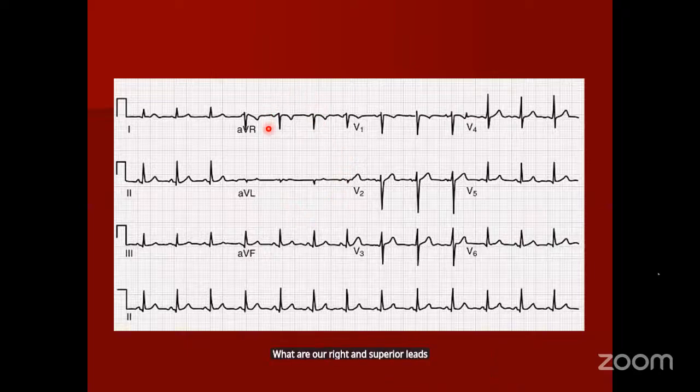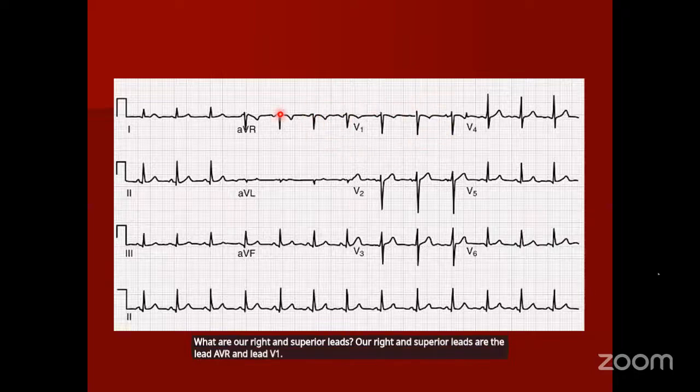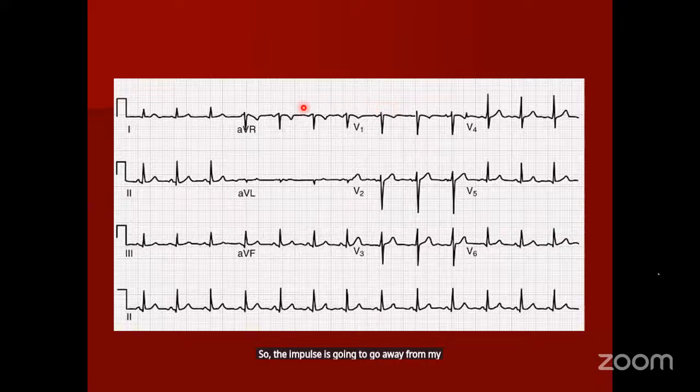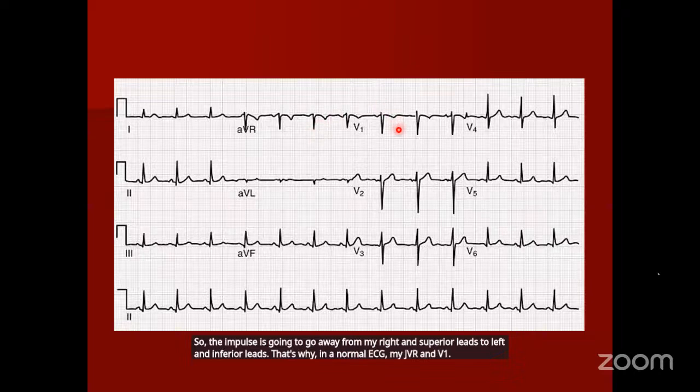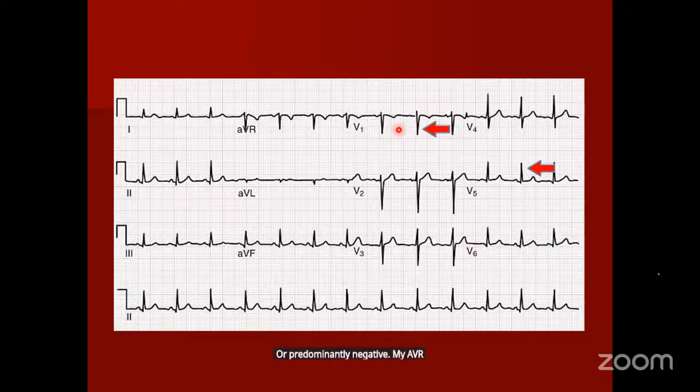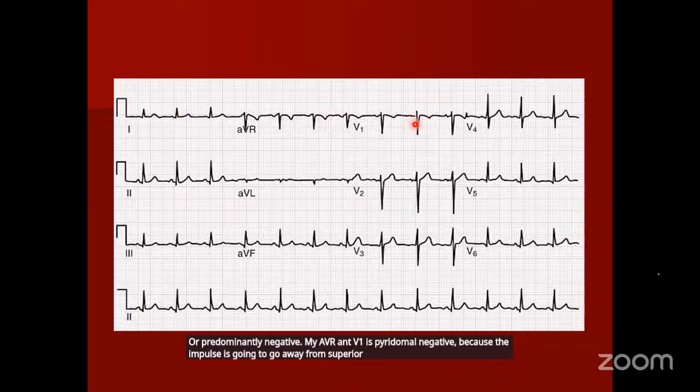Our right and superior leads are the lead AVR and lead V1. So the impulse is going to go away from my right and superior leads to left and inferior leads. That's why in a normal ECG, my AVR and V1 are predominantly negative, because the impulse is going to go away from superior and also right side leads. And they are going to come towards the left and inferior leads.